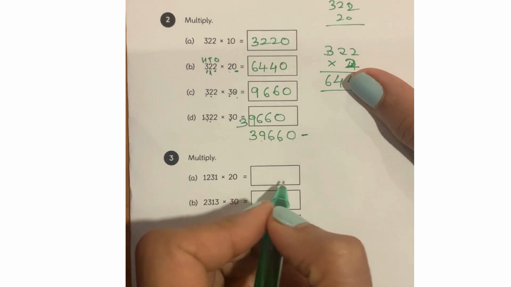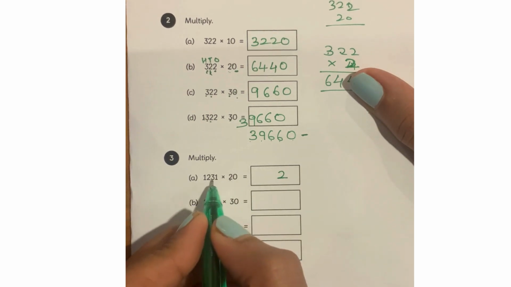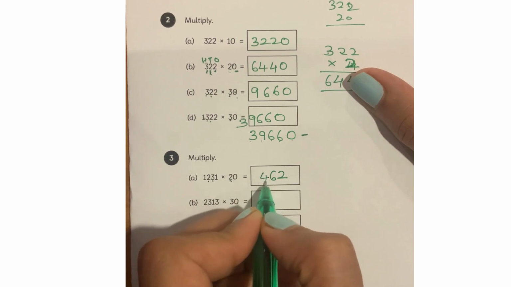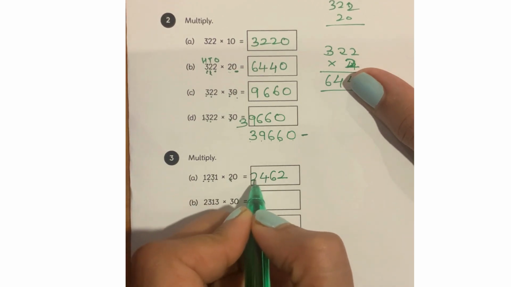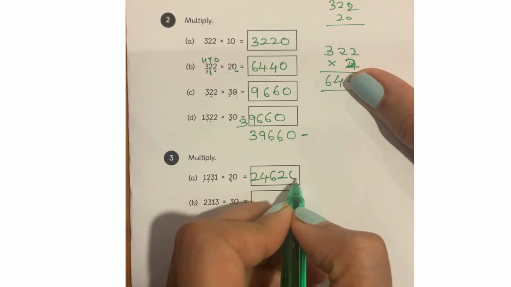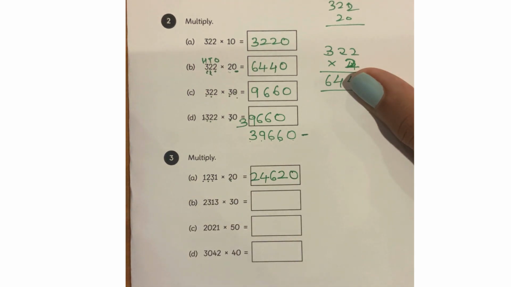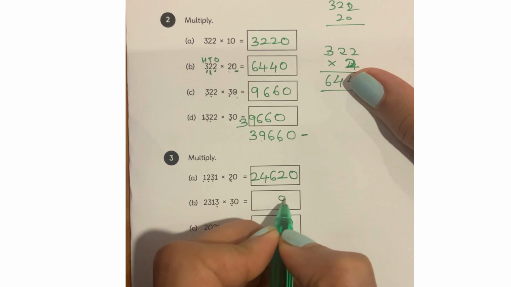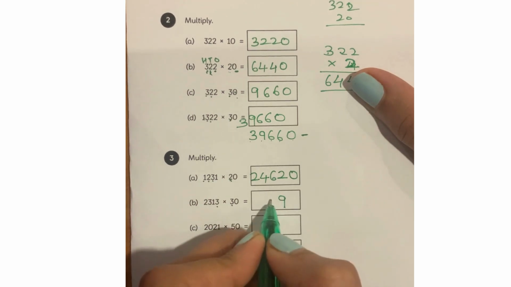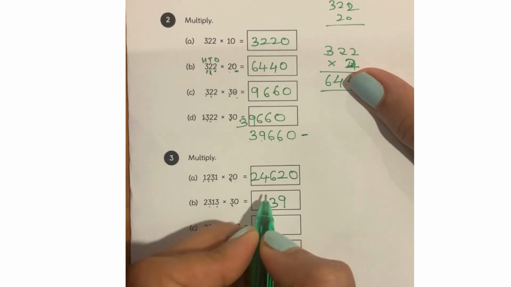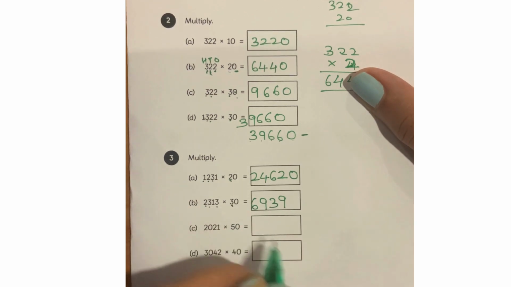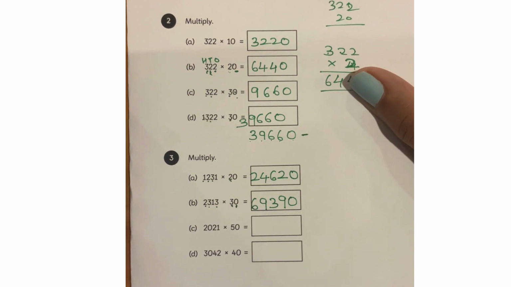2 times 1 is 2. 2 times 3 is 6. 2 times 2 is 4. And 2 times 1 is 2. What did I hide? 0. Let me put my 0 back. Again, 3 times 3 is 9. 3 times 1 is 3. 3 times 3 is 9. 3 times 2 is 6. What I have to put back? 0. Okay, you are doing fantastic.